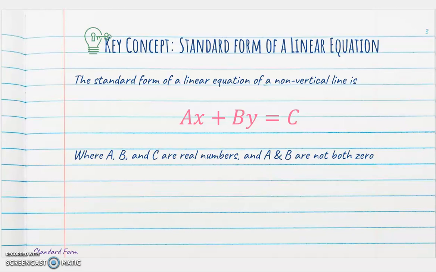So key takeaway from this video, the standard form of a linear equation of a non-vertical line is ax plus by equals c. You're going to want to write that formula down, where a, b, and c are real numbers, and a and b will not both be 0. One can be 0, but not both of them.